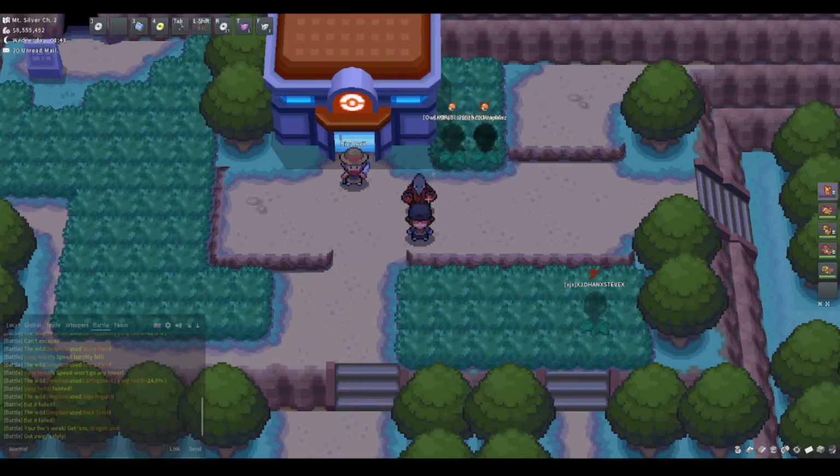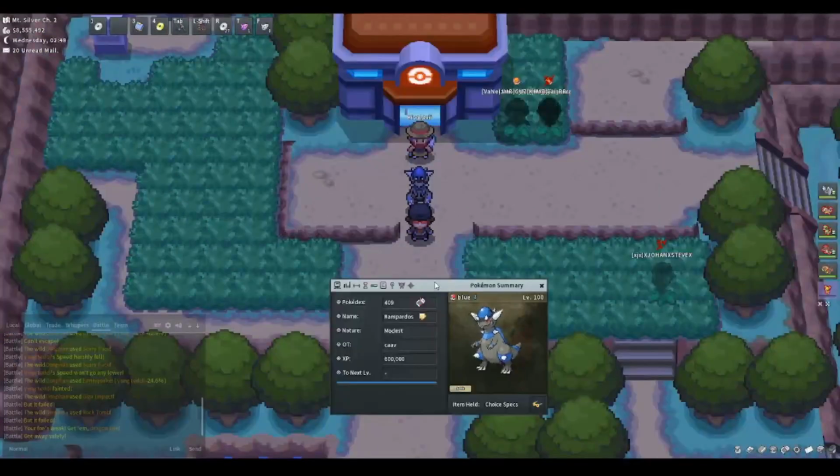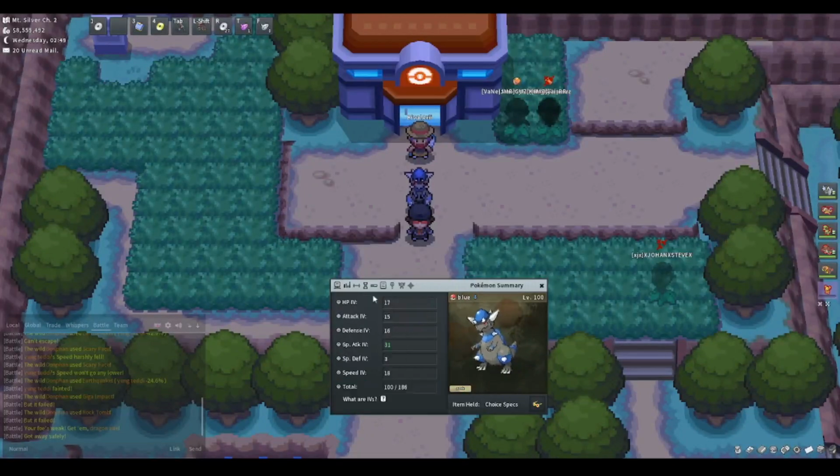So that's why I recommend Rampardos for this specific job, as it takes almost half the time to get to level 100. An optimal Rampardos for this use case needs 31 special attack IV, with either a Modest, Mild, or Rash nature boosting its special attack. Speed IV doesn't really matter all that much as long as you put in a full speed EV investment, and that really only comes into play while you're leveling the Rampardos.